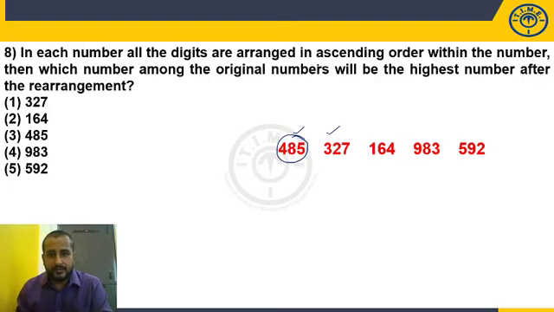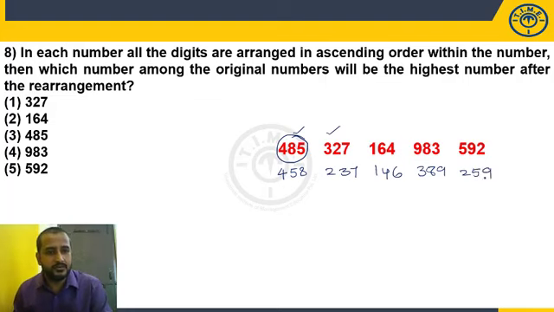Okay. So what is given? In each number, all the digits are arranged in ascending order within the number. Okay, do it. So 485, ascending order, what will you get? 458. Next, 237. Here 146. Ascending is nothing but smallest to highest. 983 will become 389. 592 will become 259.